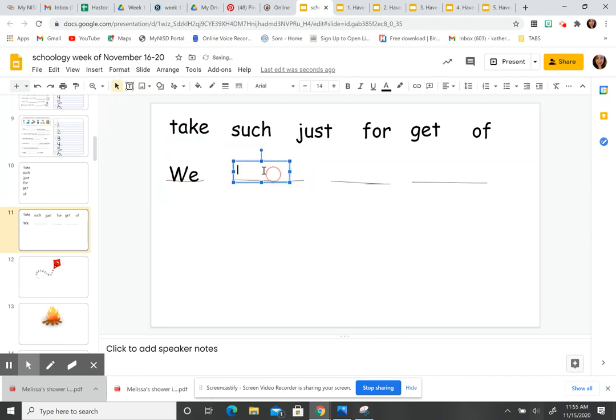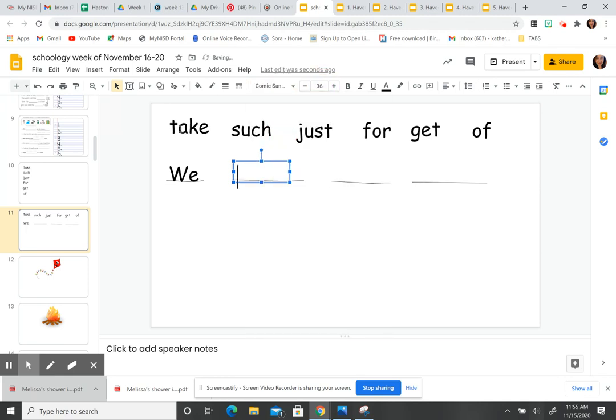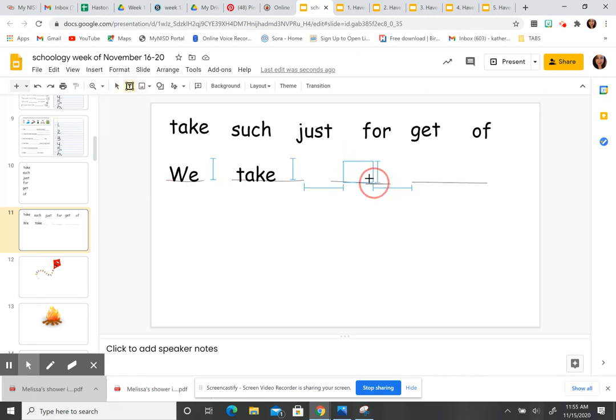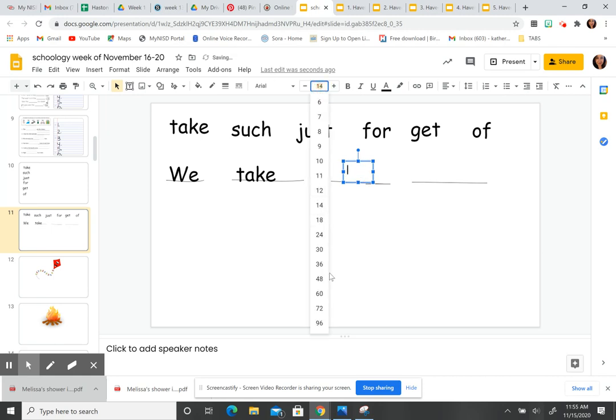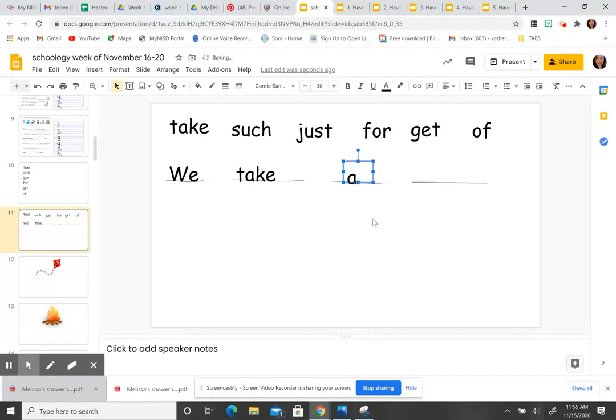Now remember, the word take is one of the words that we've been practicing. It's right there at the top of your page. Take. T-A-K-E. We take. Make sure you put a space. And then think about what our next word is. We take a. Go ahead and put your word a. And our last word, we take a trip.